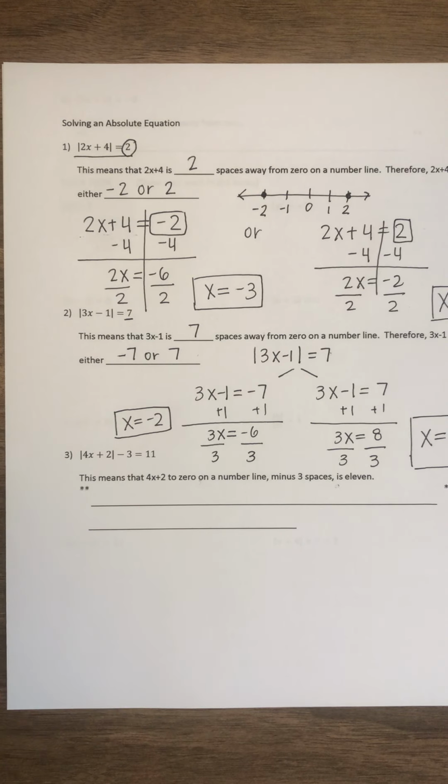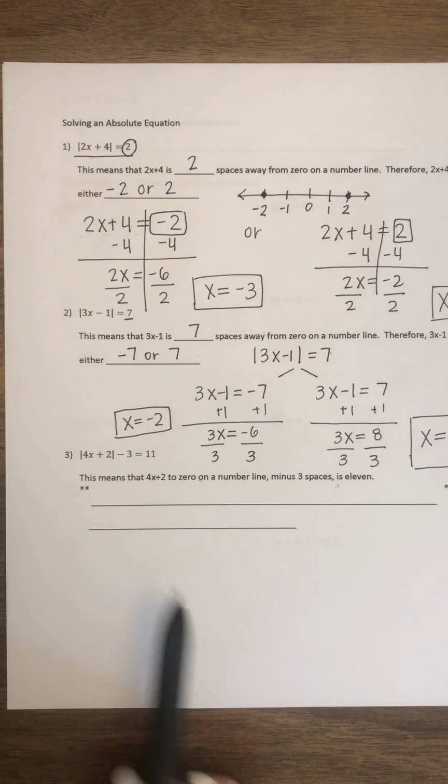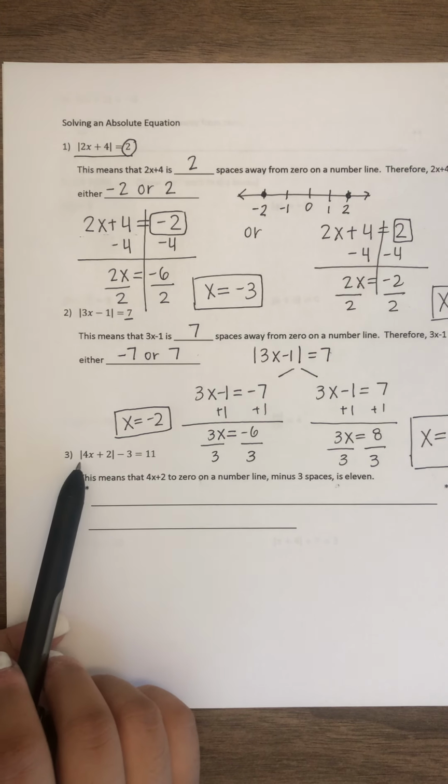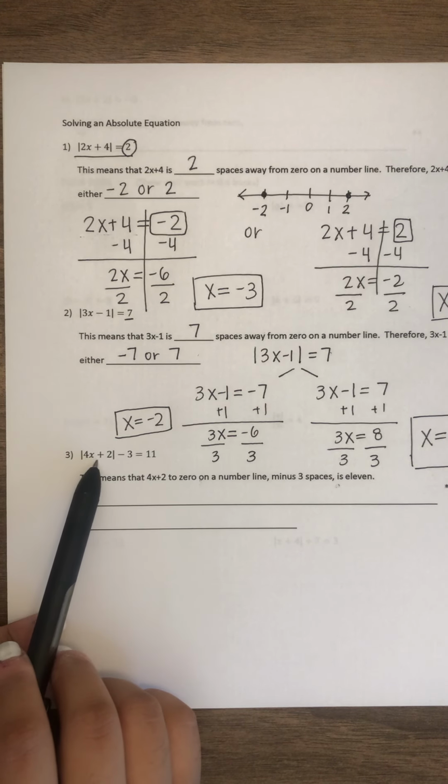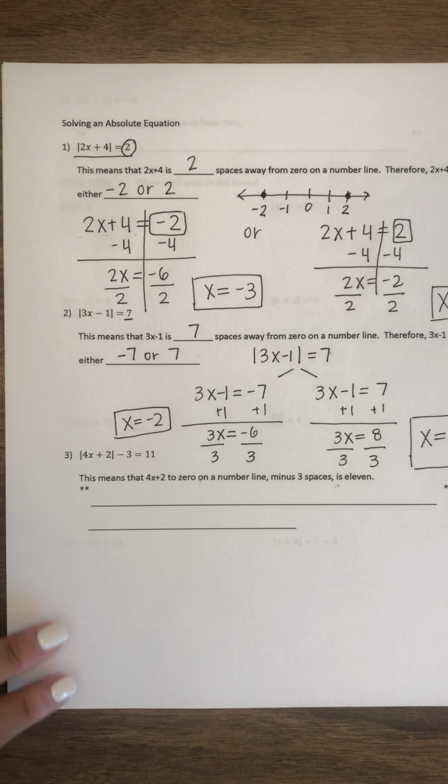Let's look at number 3. This one's a little bit different. We do have an extra step. So the absolute value of 4x plus 2, minus 3 spaces, equals 11.